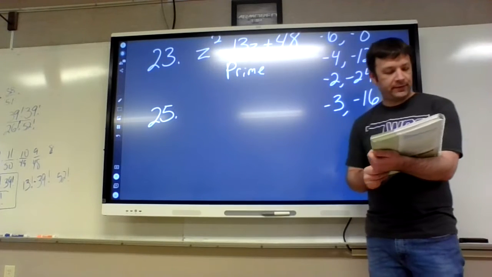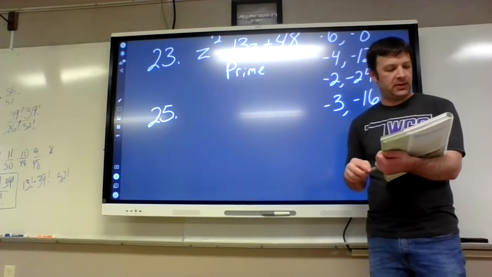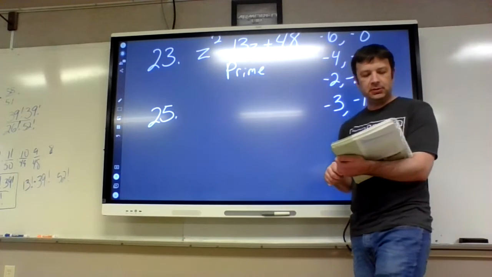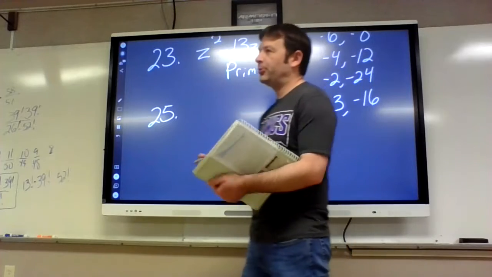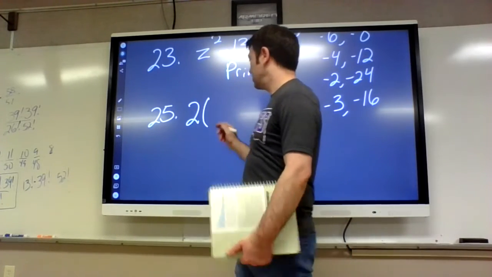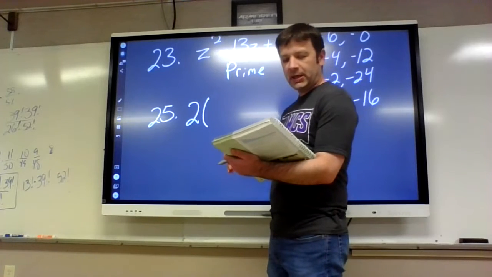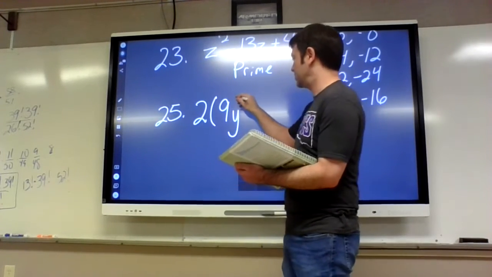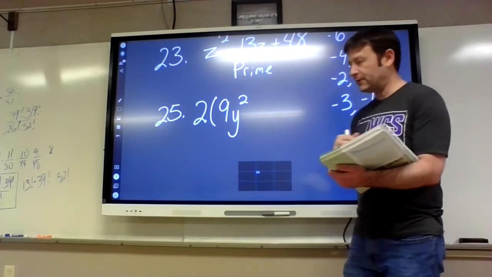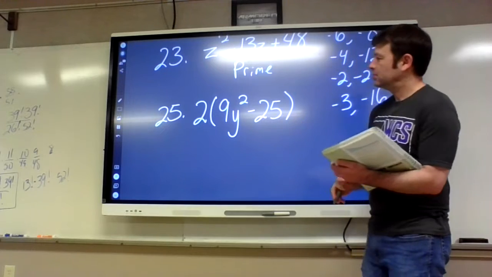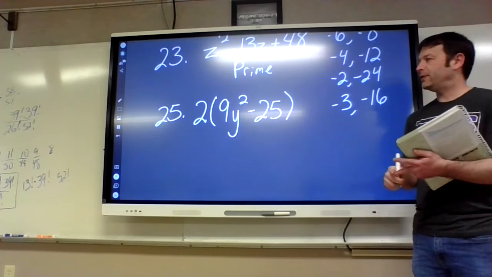Okay, 25. Can I take anything out of those 2? Yes. They're both even, so what comes out? 2 again. Let's see, 18 divided by 2 is 9, so we got 9y squared. And then 50 divided by 2 is 25. So what do we have there in parentheses?